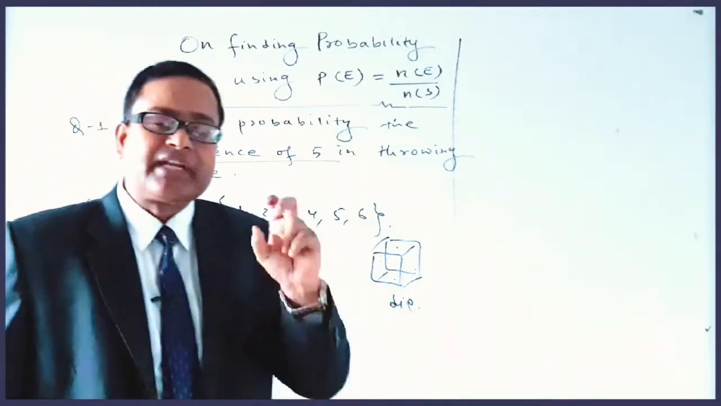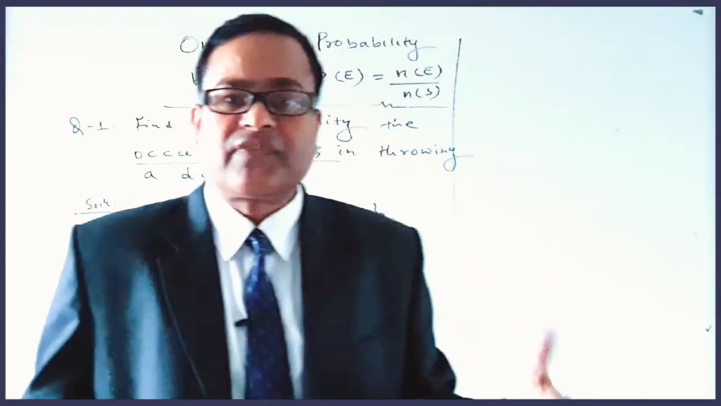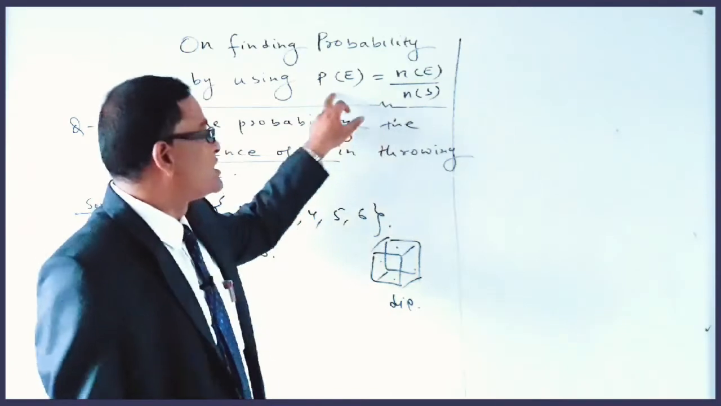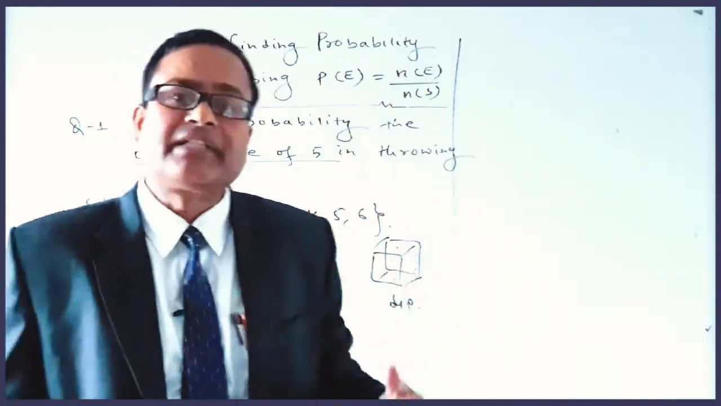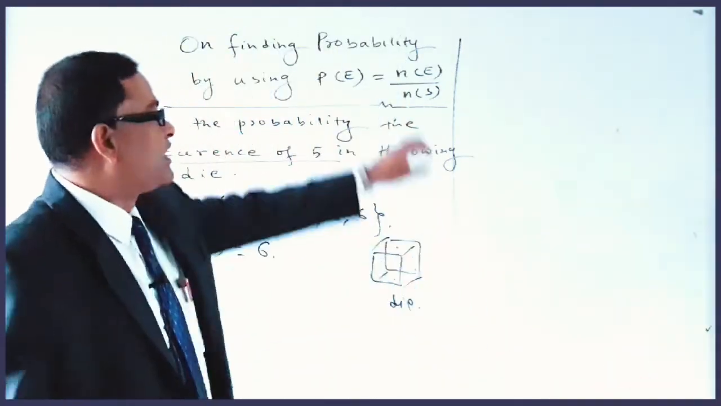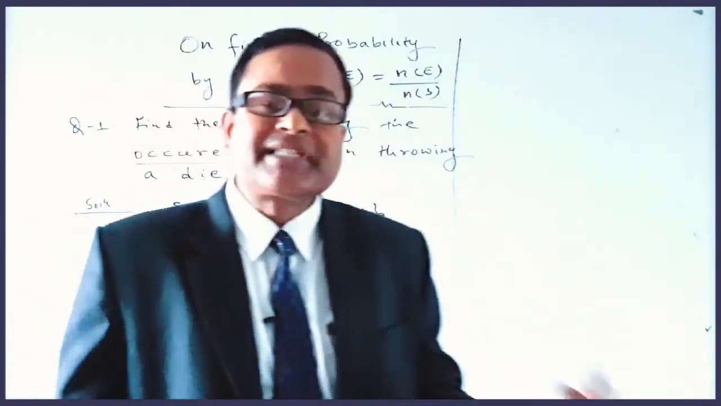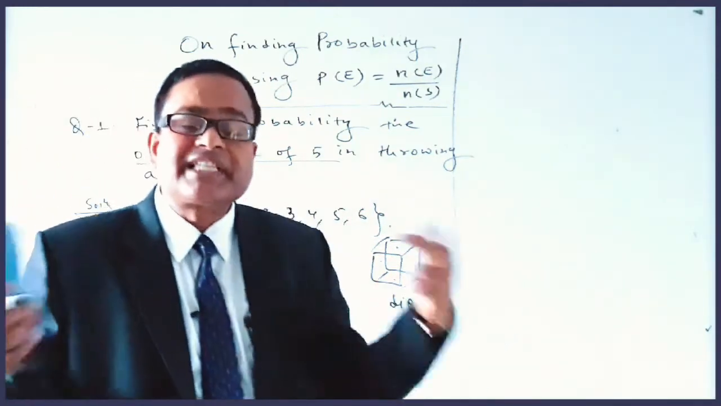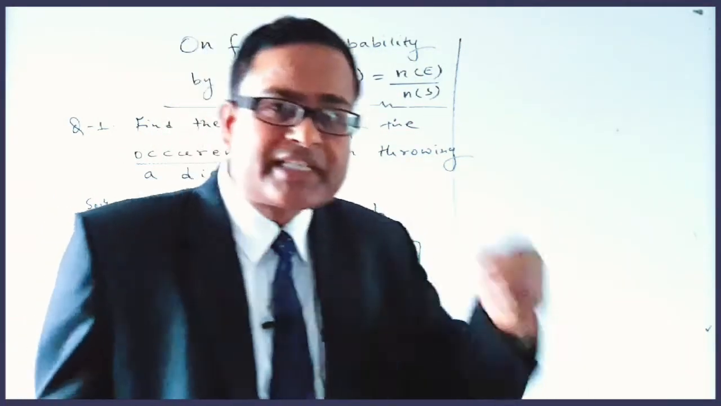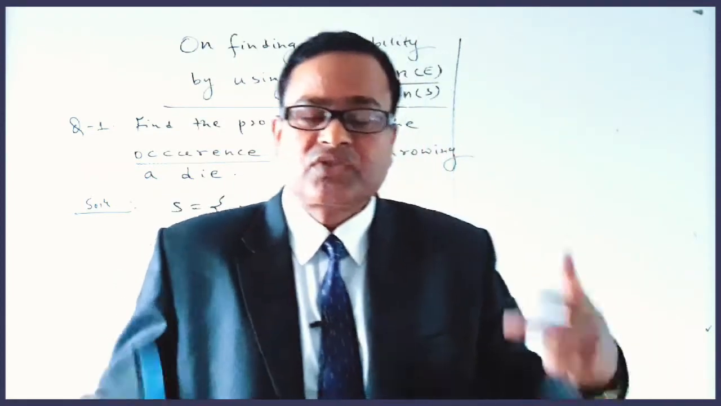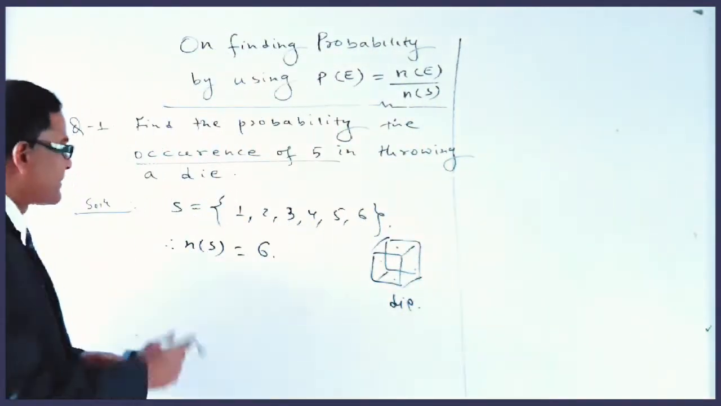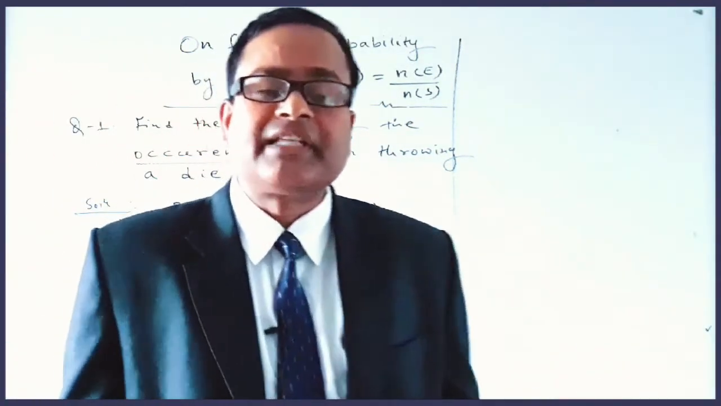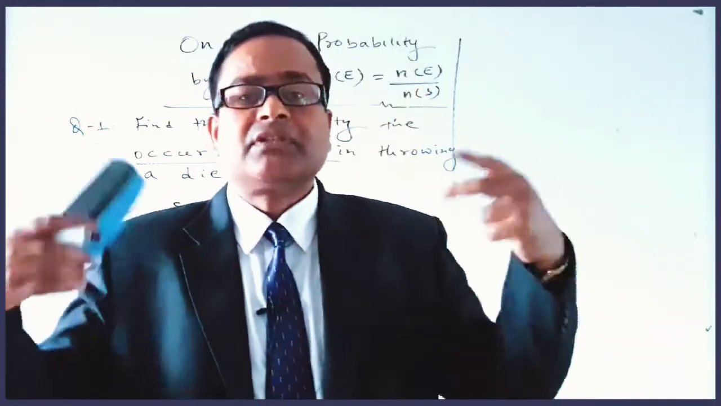So first, we have to find out the number of elements in the sample space to find the probability, because by the mathematical definition of probability, P is equal to N by Ns. Now next, we have to find out the number of elements in the event. Dear students, in this problem, we have to find the probability of the occurrence of 5. When a die is thrown, what is the chance of getting 5? So let us suppose E be the event of occurrence of 5, because we have to find the probability of the occurrence of 5.